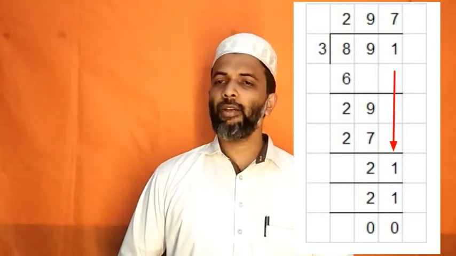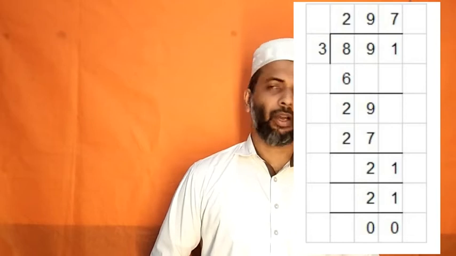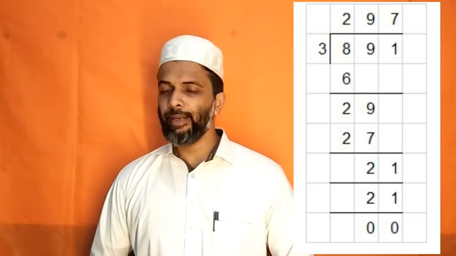Now our dividend is 21. How many 3's in 21? 7 times. Then multiply 7 into 3 is equal to 21. Then subtract 21 minus 21 is equal to 0. Quotient is 297. How many 3 rupees in 891 rupees? Yes, we got the answer: 297. Okay. Let us explain the second example. Write down the second question.